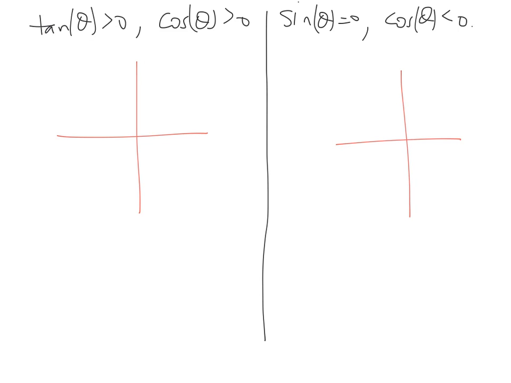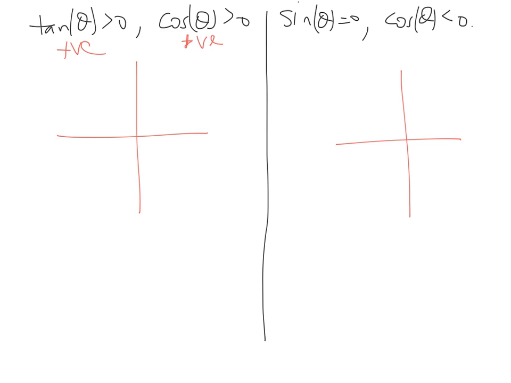Now this is another way of saying that tan of theta will be positive and cos of theta will also be positive. Just another way, if it's greater than 0, then it's positive. If it's less than 0, it'd be negative, but in this case they're both saying they're greater than 0. So let's have a look.